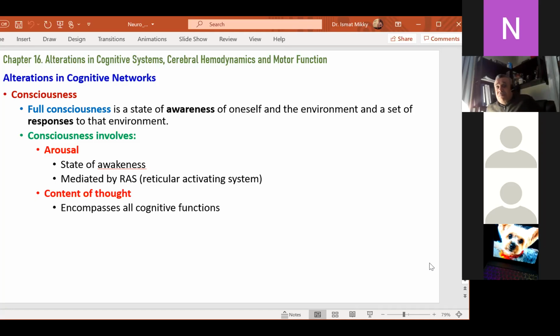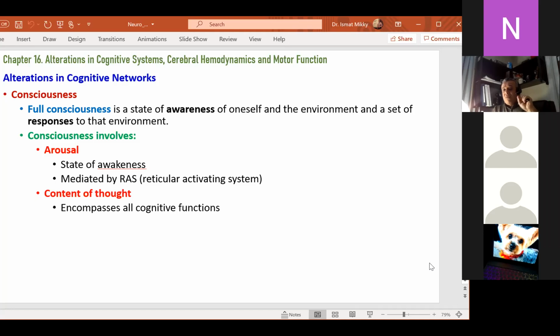So two components: arousal and the content of thought. We'll say the patient is alert, oriented x3, right? But this is not enough. We have to include the arousal and the content of thought. Arousal is a state of awakeness, because the patient is awake, or semi or fully awake, or there are alterations in the awakeness status.